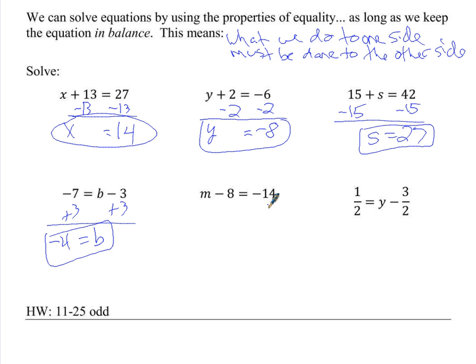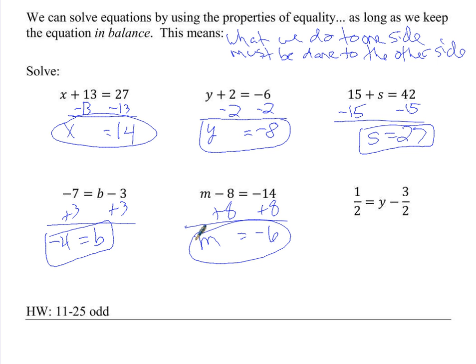Yep, we have m minus 8. So to undo that minus 8, we got to add 8. So I'll write plus 8, and I'm also going to write plus 8 on the other side. And I get m, negative 8 plus 8 is gone, so then the equal sign comes down, and this is negative 6.